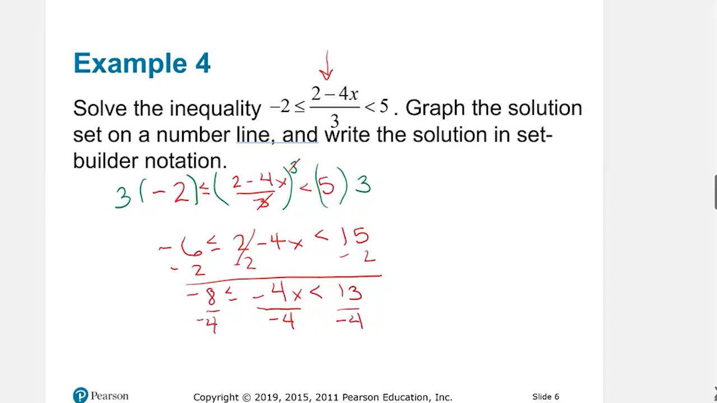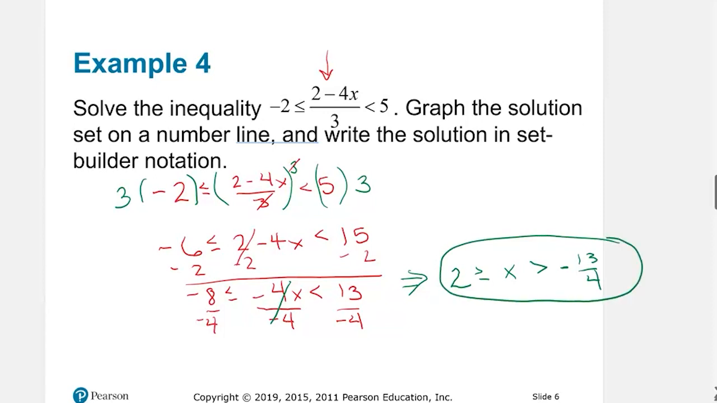Aha, so now I did multiply or divide, actually divided by a negative number. So what we're going to do first is we're going to say -8 over -4 is 2. And then I'm going to flip the inequality signs, both of them. This cancels, so I get x here in the middle. And then I have to flip this, and this is -13 over 4. Okay, so that's my solution.